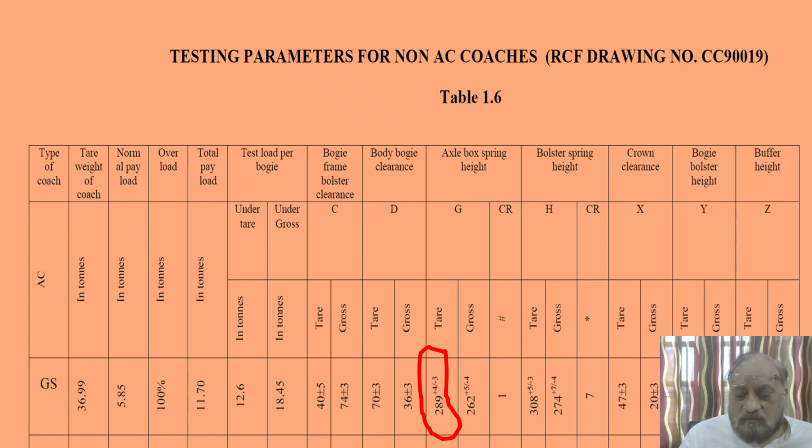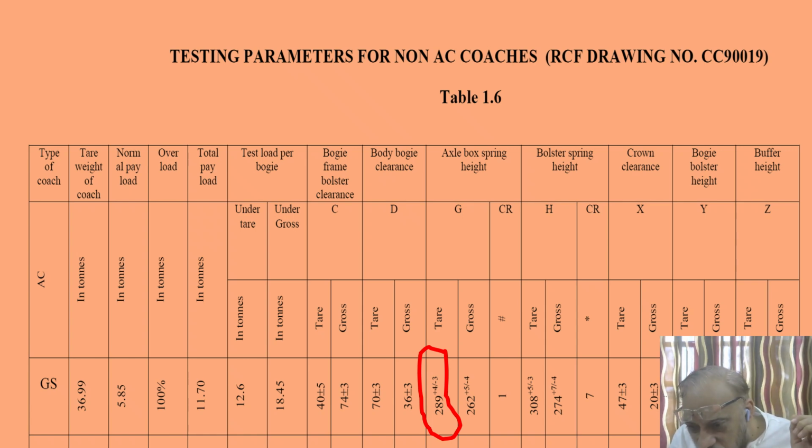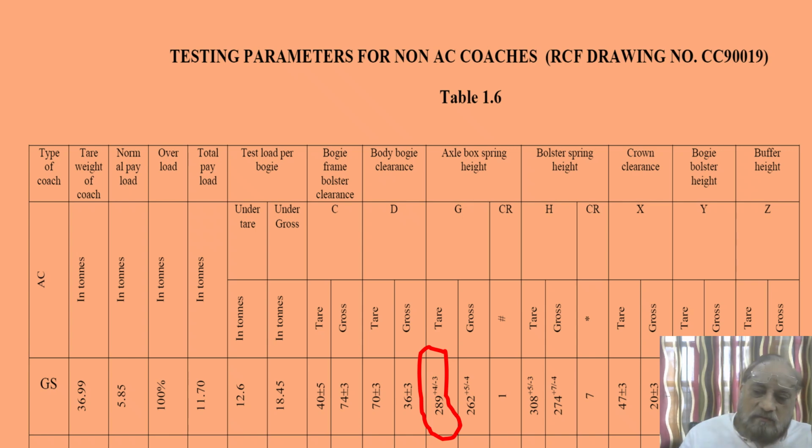It gives this thing, and the maximum buffer height here as per this chart is 1104 plus 0 and minus 10. So this is as per table number 1.6.